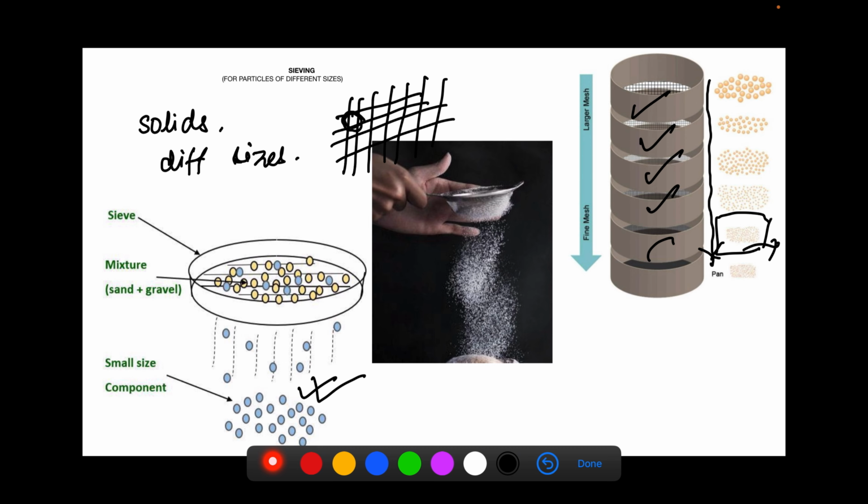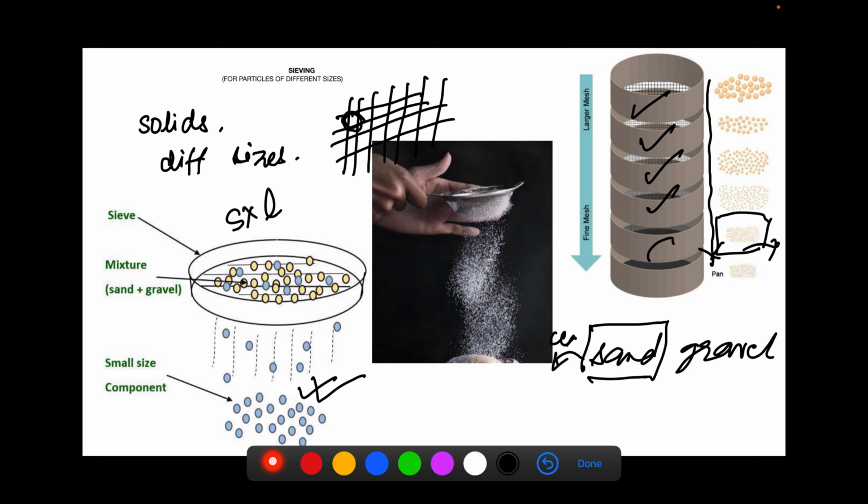So please do remember that this cannot be used for solid and liquid. This cannot be used for solids of similar sizes. Some more examples include, we want to remove some suji, say semolina, from rice, or we want to remove the sand from gravel. If you go to some construction site, you will see that they remove the sand from gravel, so that the sand can be mixed with cement to produce concrete.